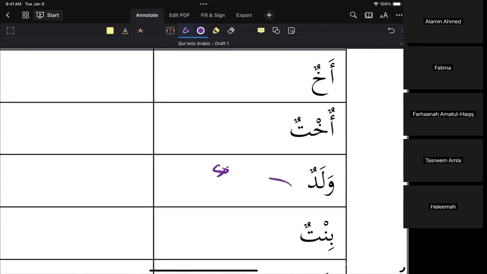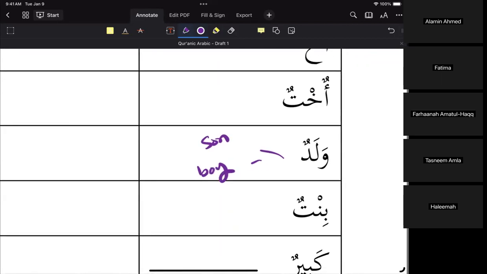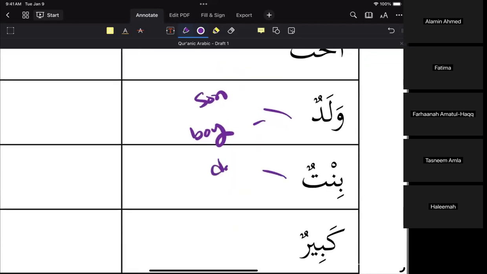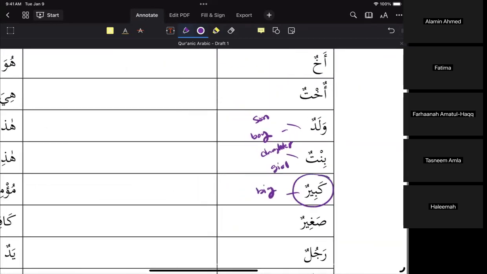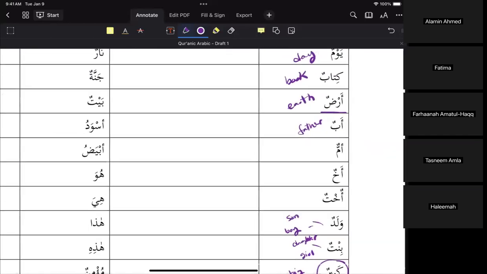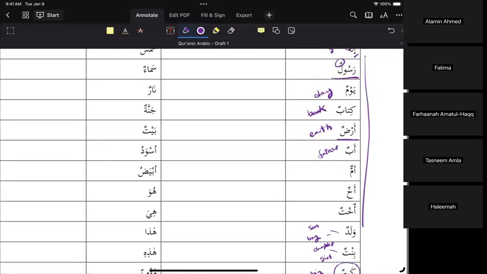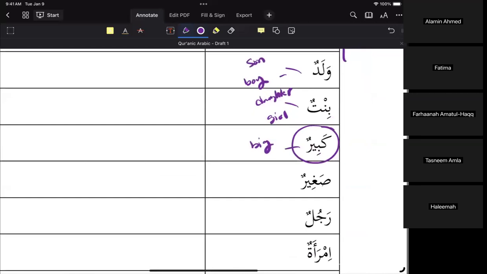Waladun can be son, and it can also be boy. Waladun, okay? It can get two different meanings. The meaning will be clear based on the context. Bint is the same thing. It can be a daughter or it can be a girl. Okay? Kabir. Now, Kabir is big. Now, my first question, is Kabir a noun or an adjective? So far, it looks like all of these things that we had were nouns. Kabir is an adjective, right? So it is an adjective.